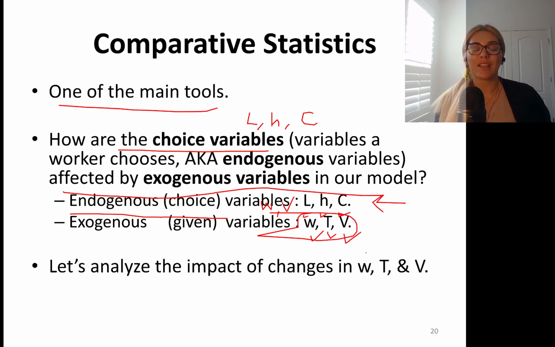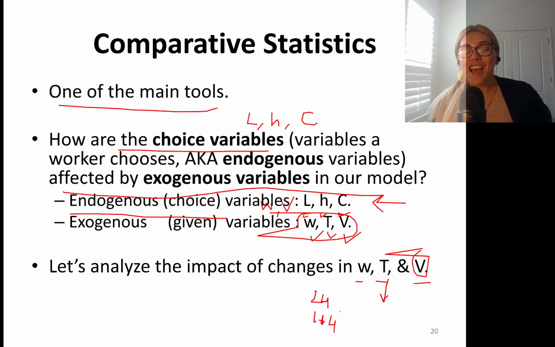All right. So let's analyze the impact of changes in wage rate, total time available, and non-labor income. We're going to start with the non-labor income. That's the easiest one. So you might ask, how can you change total time available to you? You know, we have 24 hours a day, 168 hours a week. My writing is getting worse and worse. So how can you change that?